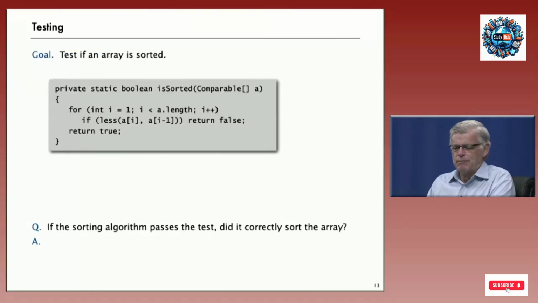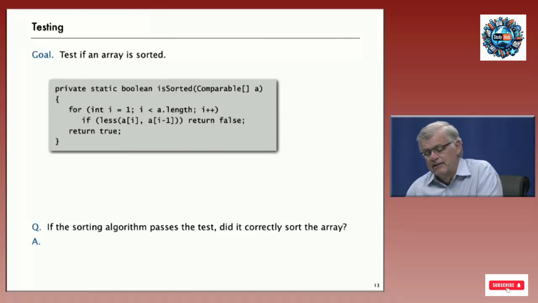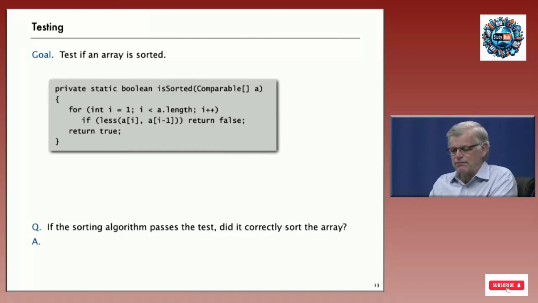Here's an example. Suppose we want to test if an array is sorted. So this is a static method that is supposed to return true if the array is sorted and false if it's not. And all it does is just go through the array from 1 to the length of the array and test if each item is less than the one before it. If you have an item that's less than the one before it, then it's not sorted, you return false. If you get all the way through the array without that happening, then you return true. That's pretty simple code. The question is, if you have a sorting algorithm that passes that test, are you sure that it correctly sorted the array?